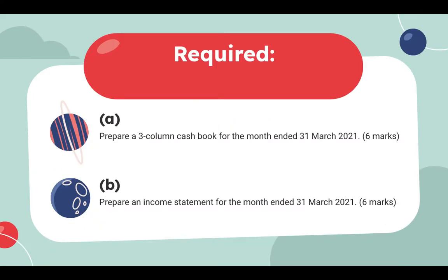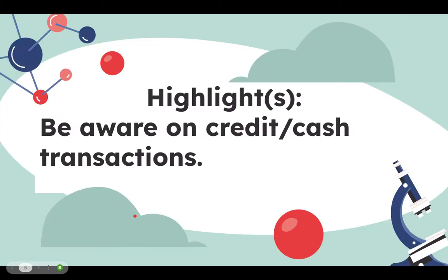First, they asked us to prepare a 3-column cash book, which means that you should include the discount column as well. For B, you need to prepare an income statement, easy part. The highlight here is to be aware of the credit or the cash transactions. Because now you're doing the cash book, all you need to record is the transactions related to cash or bank. If those purchases or sales are made on credit, then you don't need to put them in the cash book.